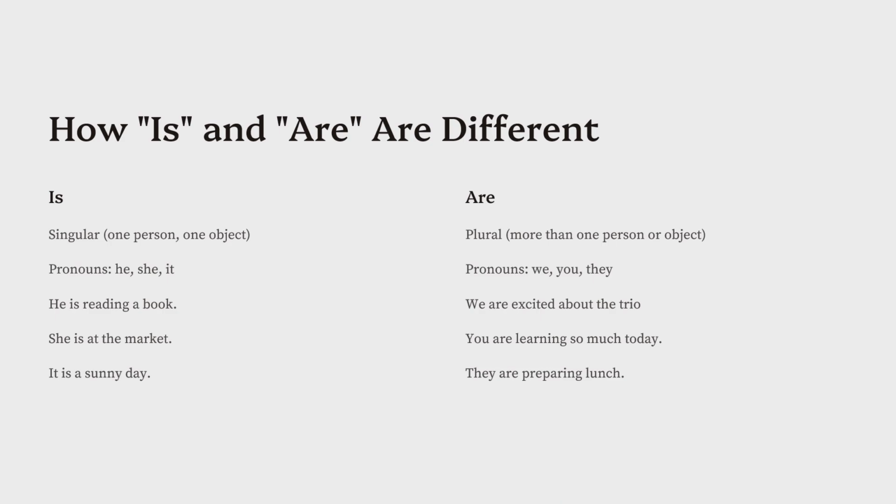Now on the right side of the table, we see are. Now, are is used when we are working with plural subjects, right? More than one person, place, object, or idea. When it comes to pronouns, are pairs with plural ones like we, you, they. So here are some examples. We are excited about the trip. You are learning so much today. They are preparing lunch. Right, so you notice how each example involves multiple people or things, or in the case of you, it simply follows the grammatical rule of always taking are even when you're only speaking to one person.